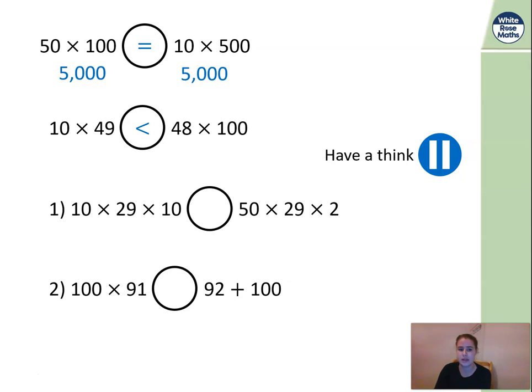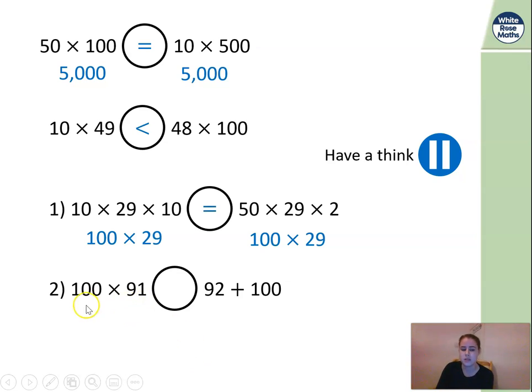Let's go through these together. So, we would rearrange our 10 and 10 round, so it would be 10 times 10 times 29. Now, we know that 10 times 10 is 100, so we'd rewrite our number sentence as 100 times 29. Over here, we know that 2 times 50 is also 100, so we could rewrite this as 100 times 29. Now, you may notice both these sums are exactly the same, therefore our missing inequality must be equal to.